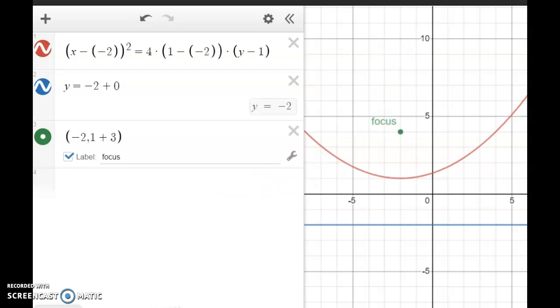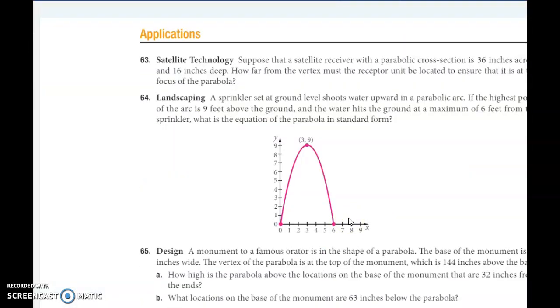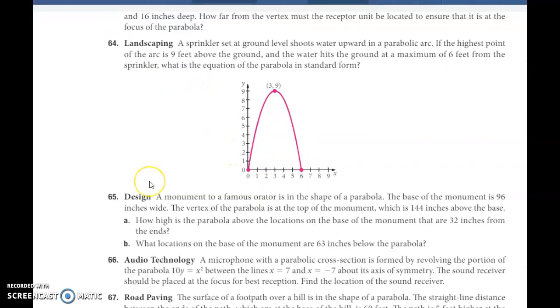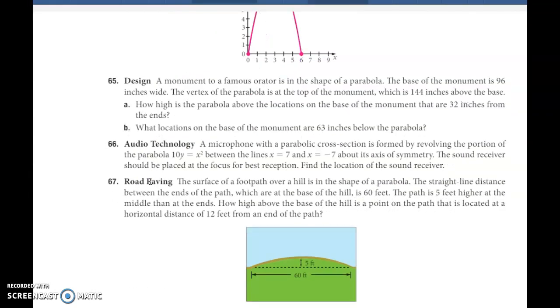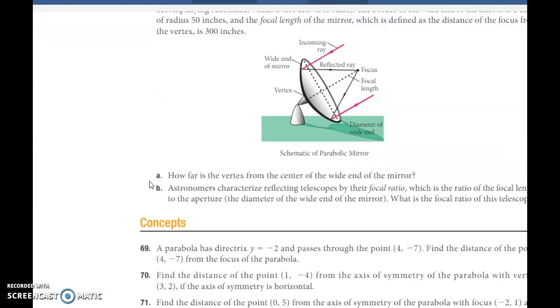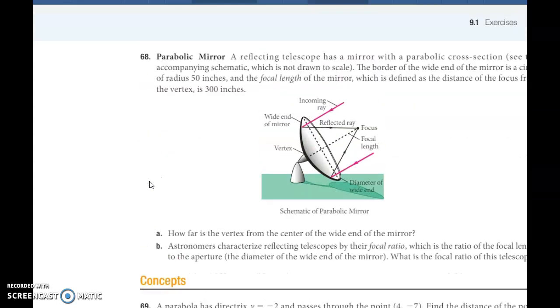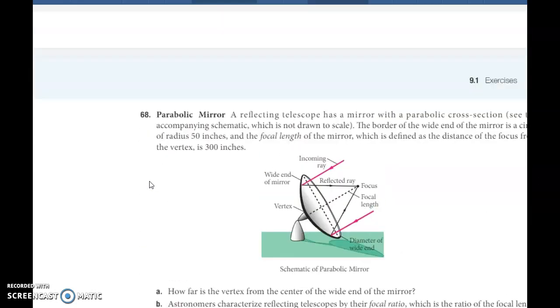Then after that, I'm going to go back over here. They do have a number of applications here. So they're talking about satellite technology, satellite receiver, landscaping, design, auto technology, road paving, parabolic mirror. There should be also astronomy somewhere in here. So all kinds of cool applications. And if we were really in the classroom, I could actually expand much more on that.